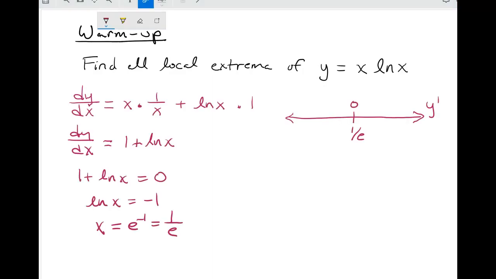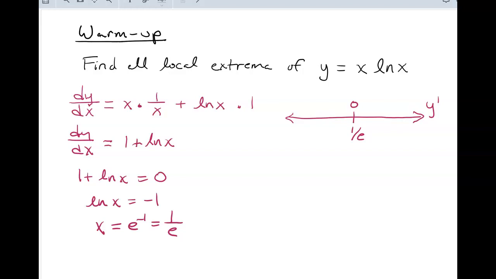All right, here's the first part of the solution. We need to find a derivative first. In order to do so, we need to use the product rule. dy/dx is equal to the first function x times the derivative of ln x, which is 1 over x, plus ln x times the derivative of x, which is 1. Simplify that and you have 1 plus ln x.